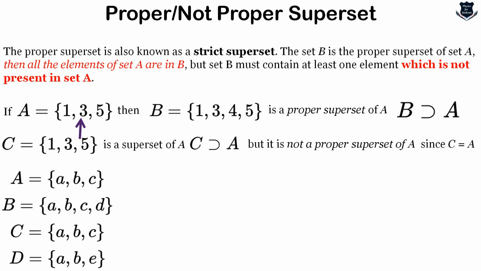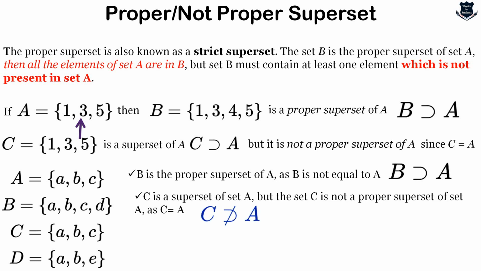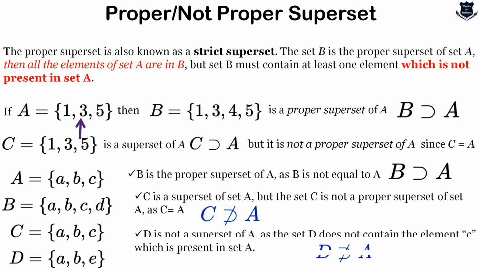So if I take these four sets A, B, C and D, then you see that one is that B is the proper superset of A, but B is not equal to A because it has got an extra element. We write it as B superset of A. Second is that C is a superset of A, but the set C is not a proper superset of A. Why? Because C equals A. You see, C and A are equal. So we can call it a superset, but it is not a proper superset because both of them are equal.